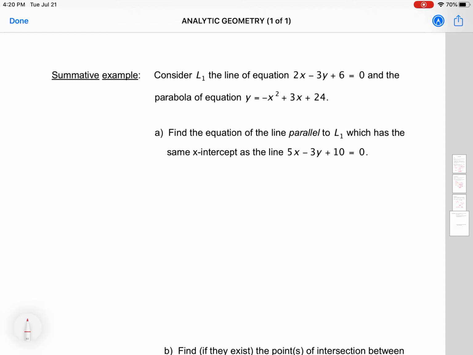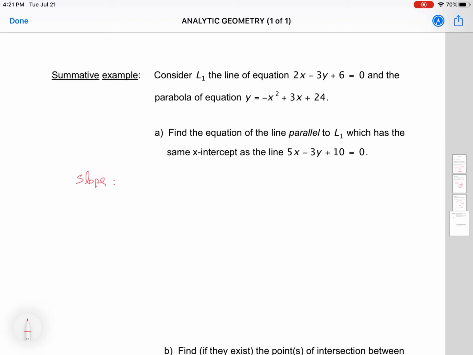And on to bring everything together into one problem. So the summative example here, we have a line L1, 2x minus 3y plus 6 is equal to 0. And we have a parabola, y is equal to minus x squared plus 3x plus 24. We would like to find the equation of the line parallel to L1 with the same x-intercept as the line 5x minus 3y plus 10 equal to 0.